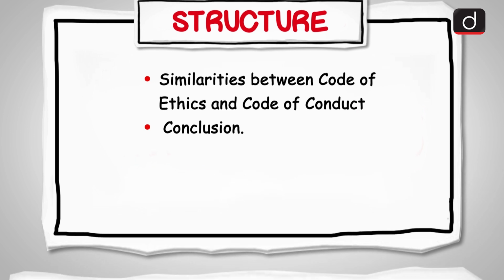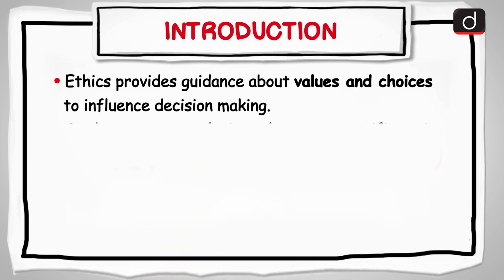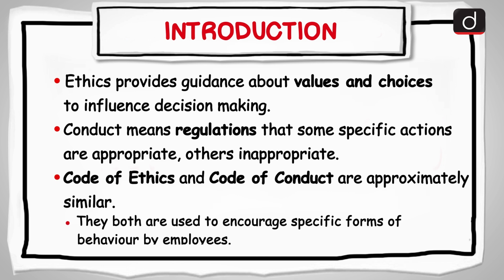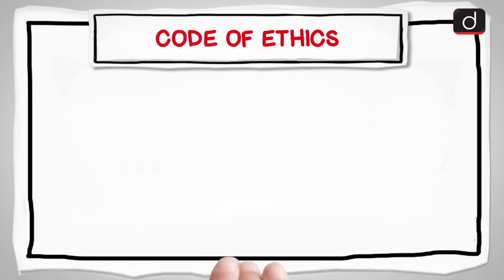Let's begin with introduction. Ethics guidelines attempt to provide guidance about values and choices to influence decision making. Conduct regulations assert that some specific actions are appropriate and others inappropriate. Code of ethics and a code of conduct are approximately similar. They both are used to encourage specific forms of behavior by employees. So, what is code of ethics?